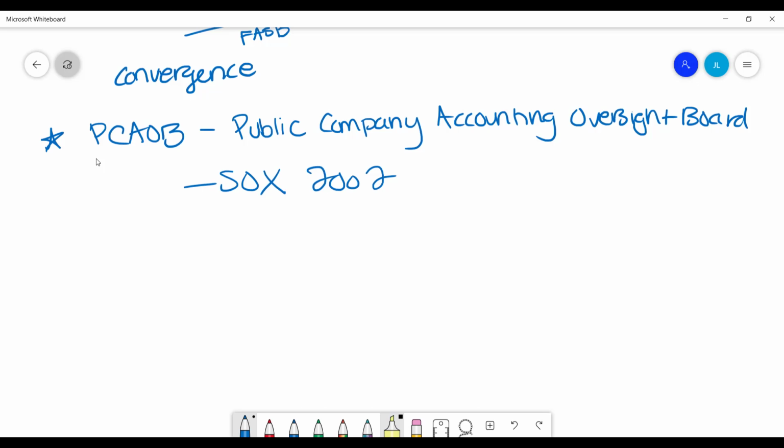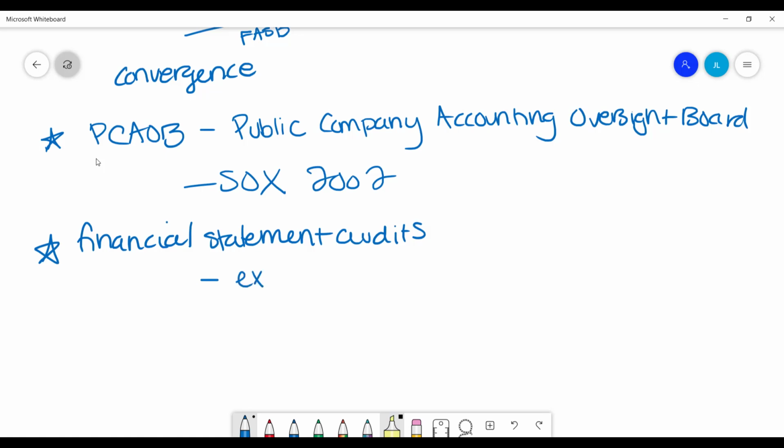Okay. And lastly, financial statement audits. Okay. So basically, an audit is just an examination of a company's financial statements.